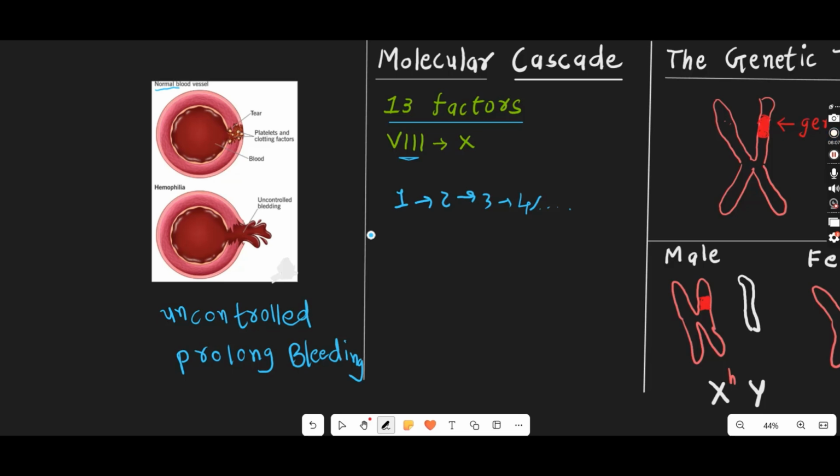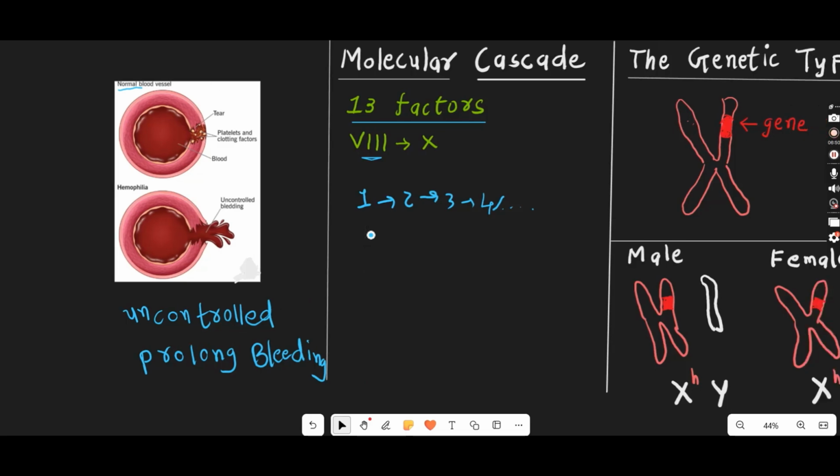Here you can see this is the normal blood vessel. Whenever we get injured, these cells will accelerate the cascade mechanism, which includes 13 factors, and it will form a blood clot. But in a hemophilic person, the eighth factor will not get activated or it is not present, so the mechanism cannot get completed, which will lead to uncontrolled prolonged bleeding.